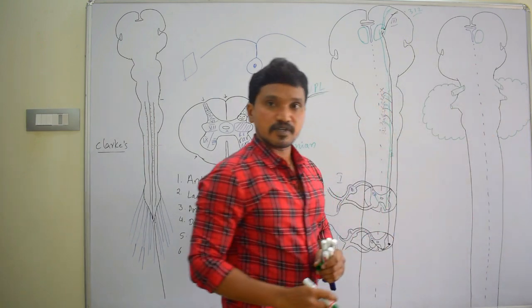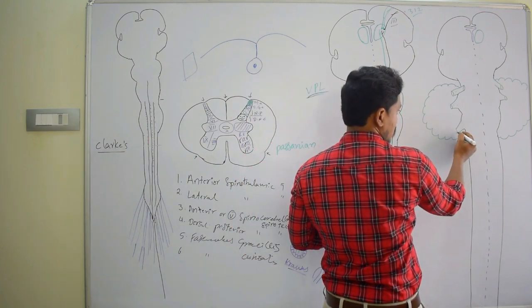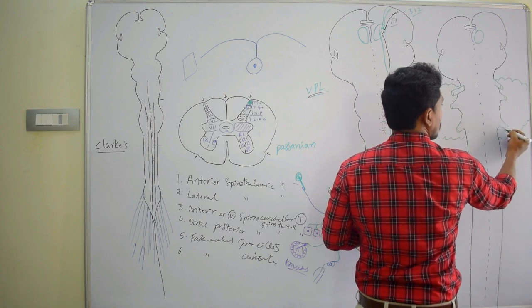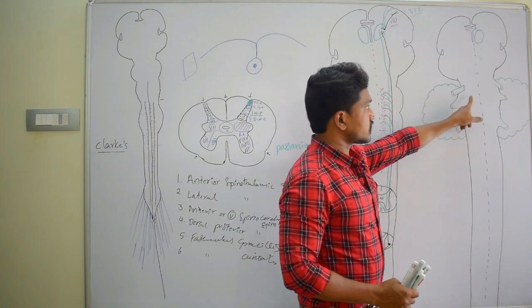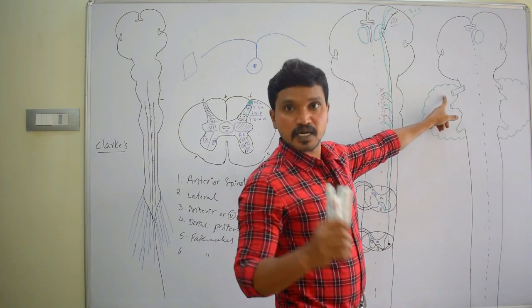Then what is left here? The medulla oblongata with the cerebellum. There is one more peduncle, which we call the inferior cerebellar peduncle. This is the midbrain, this is the pons, this is the medulla oblongata. The midbrain is connected with the cerebellum by the superior cerebellar peduncle.